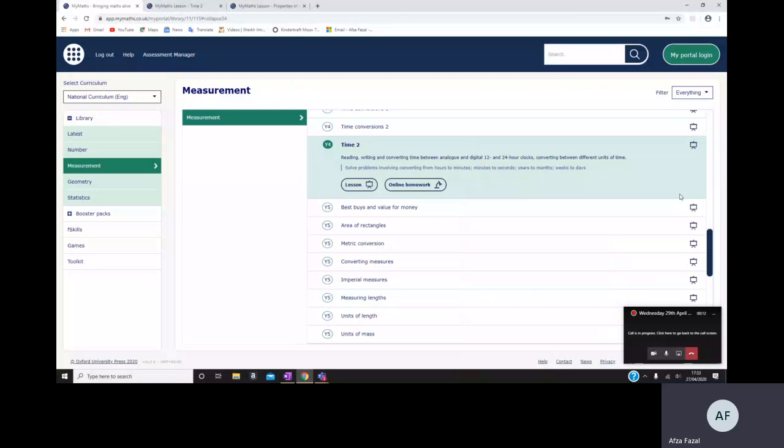So this says reading, writing and converting time between analog and digital 12 and 24-hour clocks, converting between different units of time. So we're going to solve problems involving converting from hours to minutes, minutes to seconds, years to months, weeks to days. So it's all the recap that we've done over time, and we're going to do it in this piece of work. So as you know, we log on, go on to measurement, find year 4. This task is time 2, and we click on lesson.